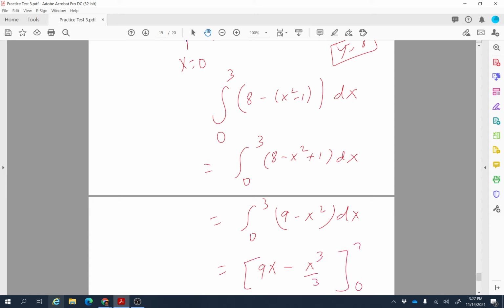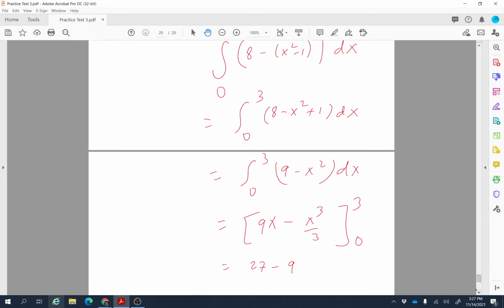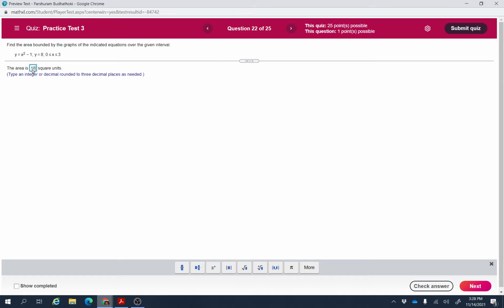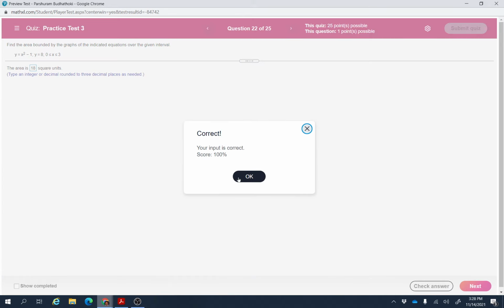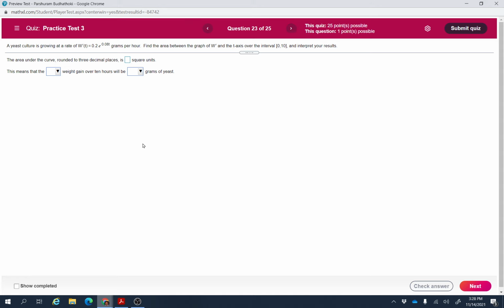And then we need to evaluate from 0 to 3. If you put in 3, 9 times 3 is 27. 3 cubed over 3 is 9. And if you put in 0, it would be gone. So 27 minus 9 is 18. So that's the area between those curves, 18 square units. Correct. Okay.